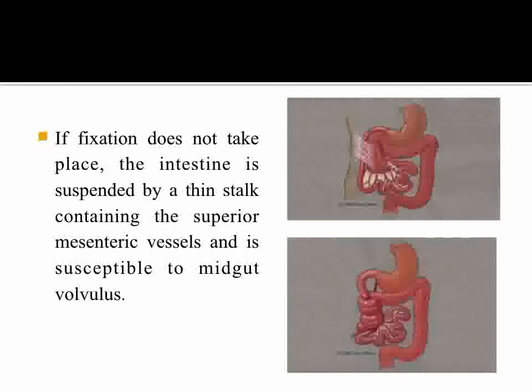If fixation does not take place, as occurs in intestinal malrotation, the intestine is suspended by a thin stalk containing the superior mesenteric vessels and is susceptible to midgut volvulus. This means there may be a twist of the midgut around its arterial supply, the superior mesenteric artery, and if this twist is complete, at least 270 degrees, it will result in midgut volvulus and ischemia of the midgut.